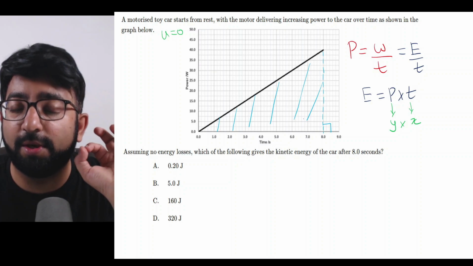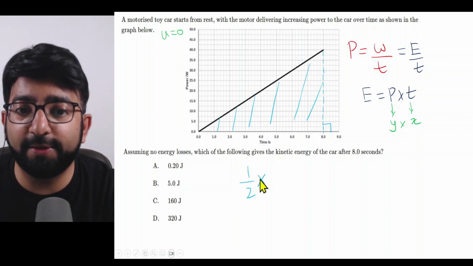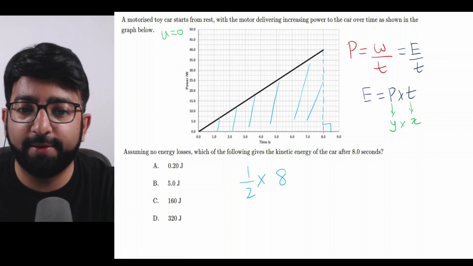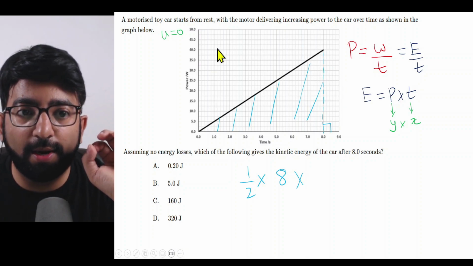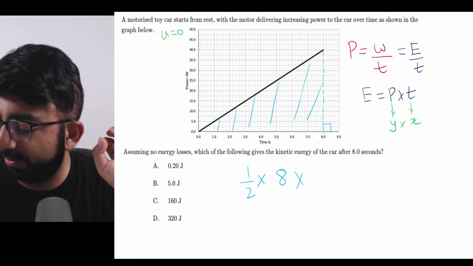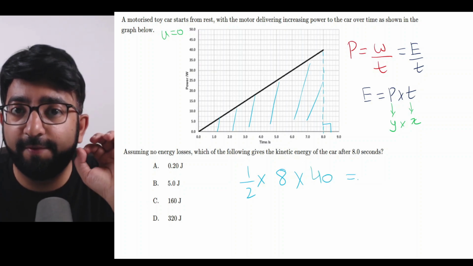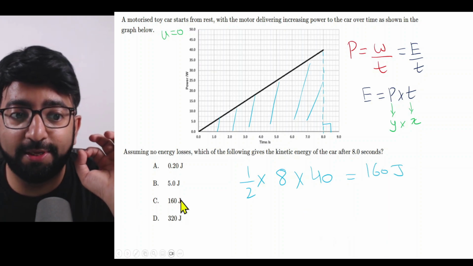So this is nothing but a triangle. Area of a triangle is half base into height. Now the base of the triangle, you can see, is 8 seconds. Let's write it down. And multiplied by what is the height of this triangle? That is about 40. So this is half into 8 into 40. And if we simplify this, we will get 160 joules. So 160 joules is in option C.